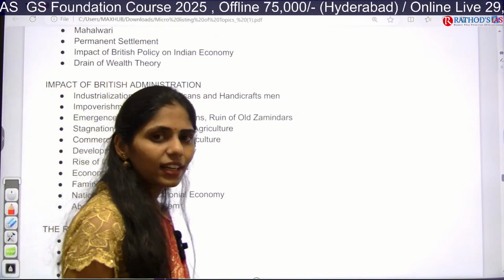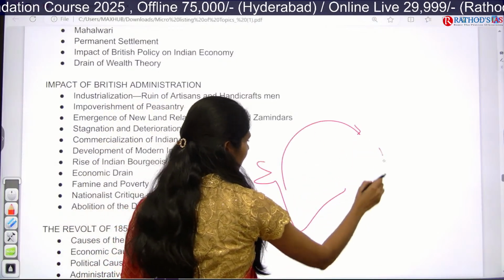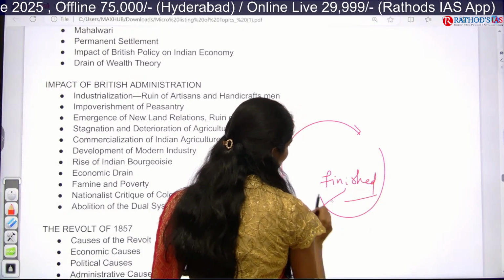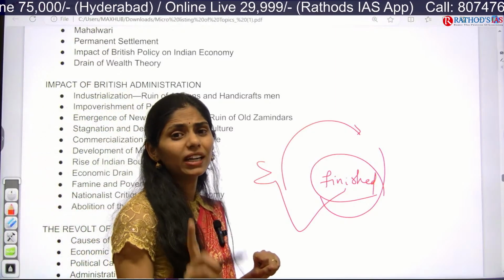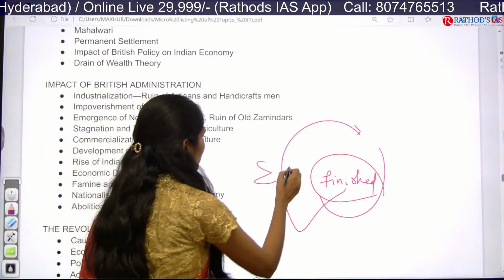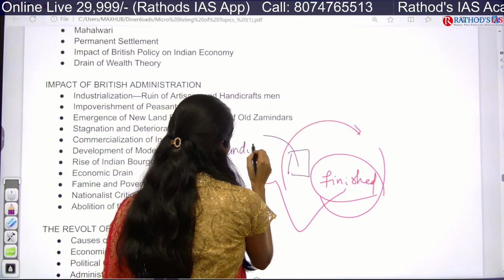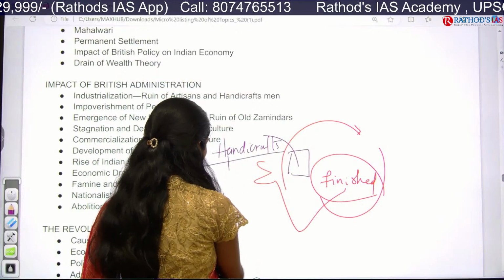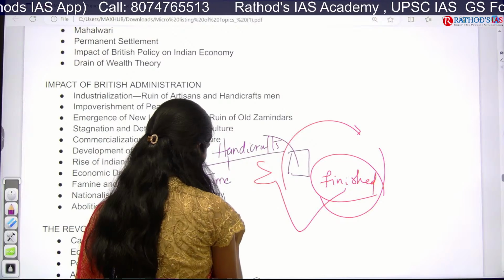So, one thing I said, that they took raw materials from our country and they dumped finished goods. Because of dumping of finished goods, that is having an impact on our economy. But how? Here we have domestic industries and handicrafts, for example. Whenever we are making any products by using hand or handicrafts, they will take more time and comparatively the cost is also high.